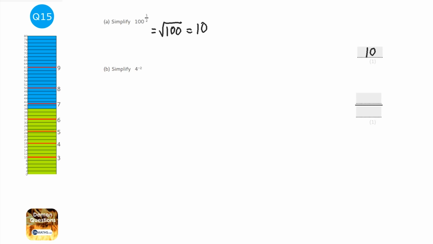Anything to the power of negative, again, the most common wrong answer is something like minus 16 or something like that. Negative just means you flip it. So the number 4 on its own is just 4 over 1 as a fraction. So if we're flipping that, it becomes 1 over 4. But because it was minus 2, that 2 stays with the 4, so it's still 1 over 4 squared. 4 squared is 16, so it's just 1 over 16. Now it could have the word evaluate in either of these questions.